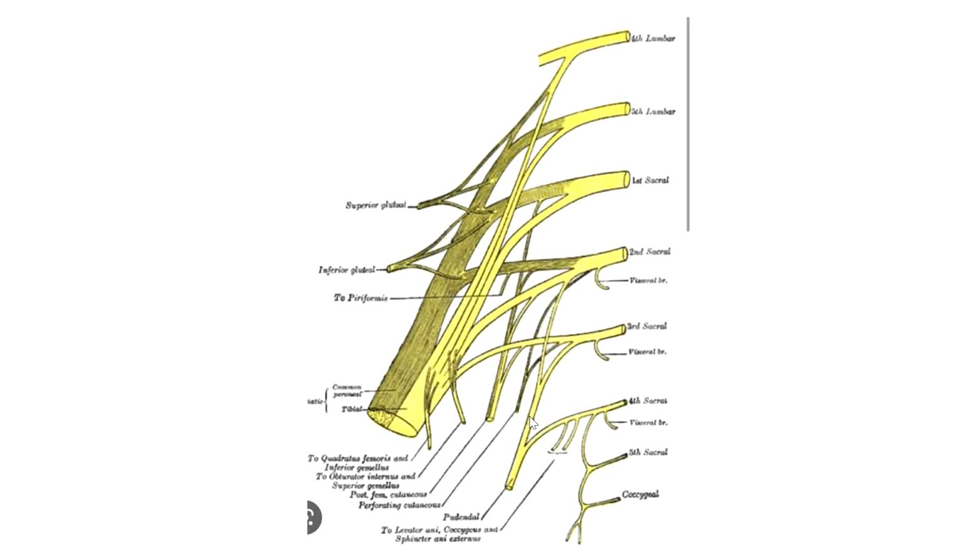So what is the root value of sciatic nerve? It arises from L4, L5, S1, S2 and S3. So this is sciatic nerve. The nerve has two components, tibial component which comes from L4, L5, S1, S2, S3, common peroneal component which comes from L4, L5, S1 and S2.